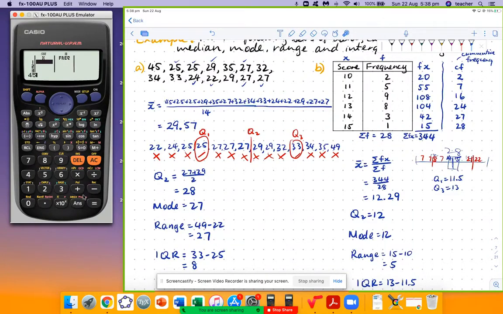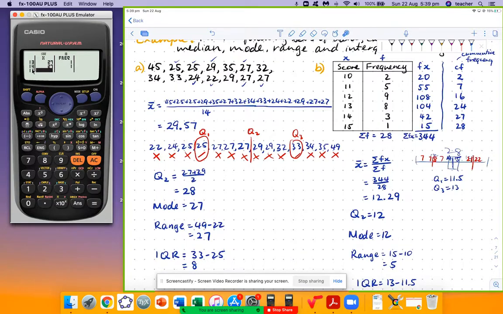So we're going to put in 45 equals, 25 equals, 25 equals, 29 equals, 35 equals, 27, 32, 34, 33, 24, 22, 29, 27, and 27.